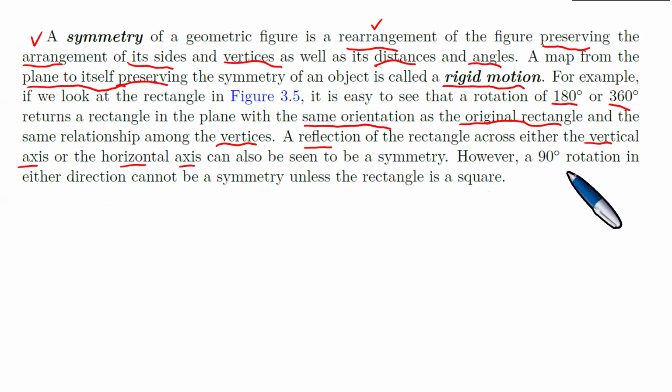However, a 90-degree rotation in either direction cannot be a symmetry unless the rectangle is a square. This is very important. A 90-degree rotation in either clockwise or counterclockwise direction cannot be a symmetry unless the rectangle is a square.